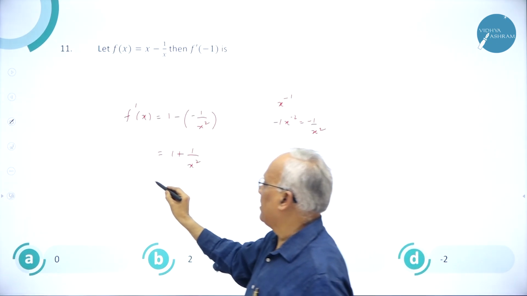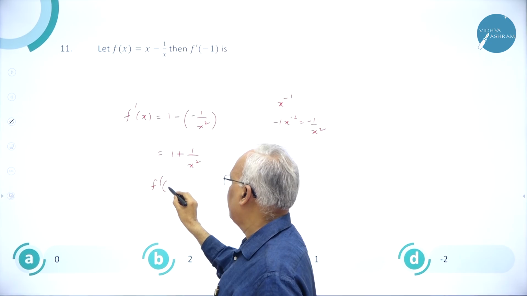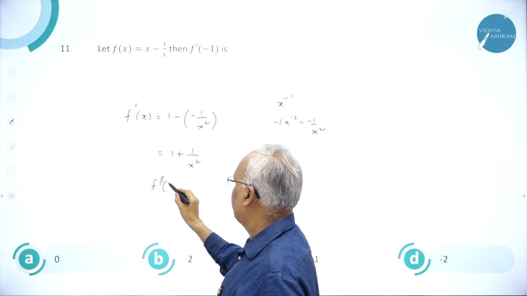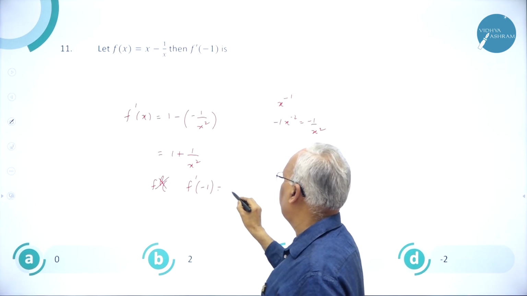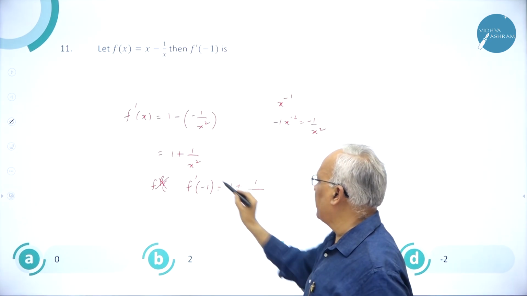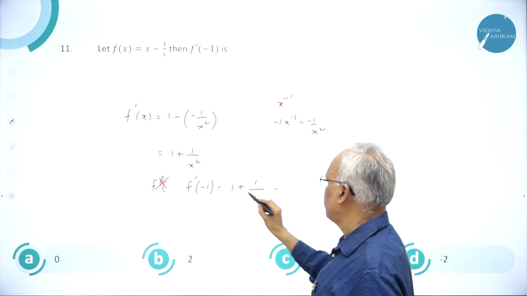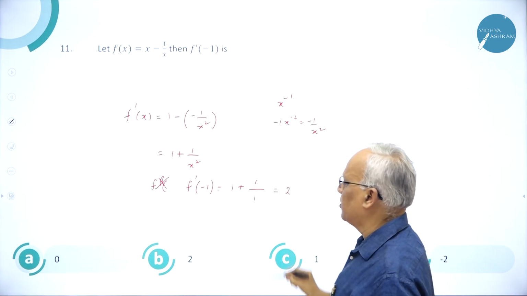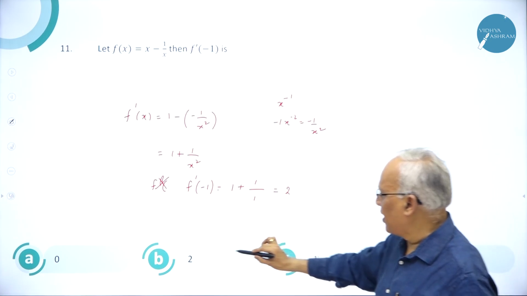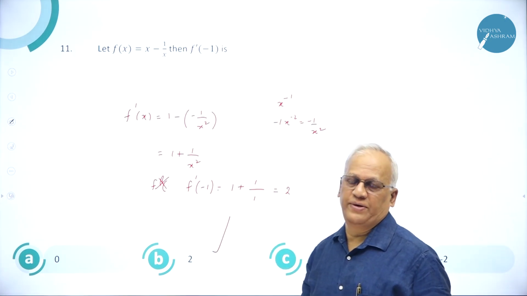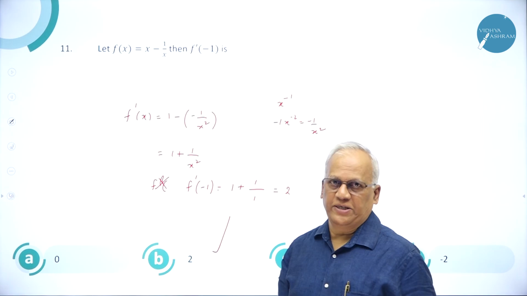Now I want f dash minus 1. F dash of minus 1 is equal to 1 plus 1 over minus 1 squared, which is 1, so equal to 1 plus 1, 2. So the derivative at x equal to minus 1 is 2. So the answer is 2. This is the way. Okay. Next.